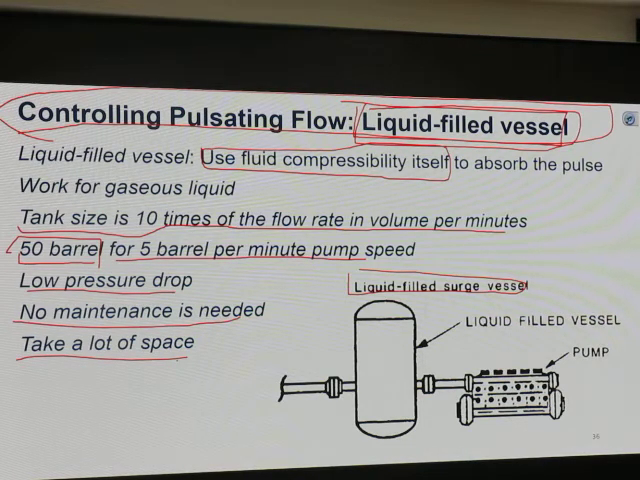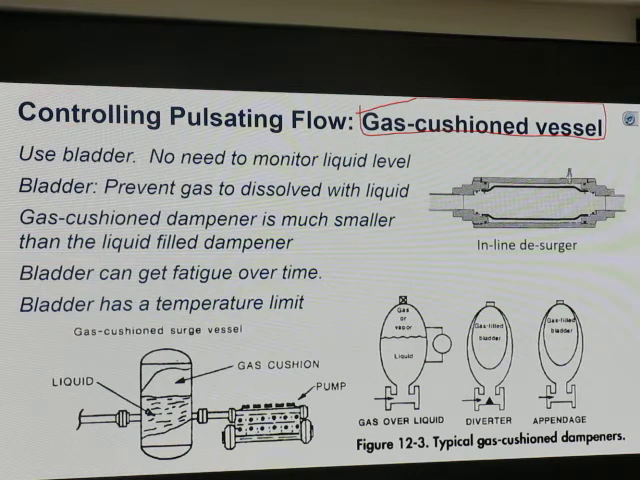So this is to control the pulse. When it has the pulse, the compressibility of the fluid makes it expand a little bit, very small, but it can absorb the pulse. The gas cushion vessel uses a bladder, okay? So we have a gas-filled bladder over there. When a pulse comes, it pushes against the bladder, so the bladder shrinks or compresses, okay? The bladder size goes down. When there's no pulse or the pulse is in a negative direction, the bladder goes up. So the bladder keeps moving to absorb any pulse, okay?